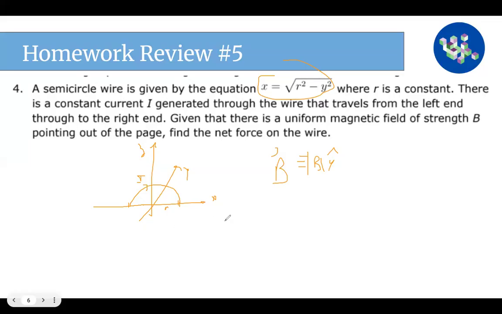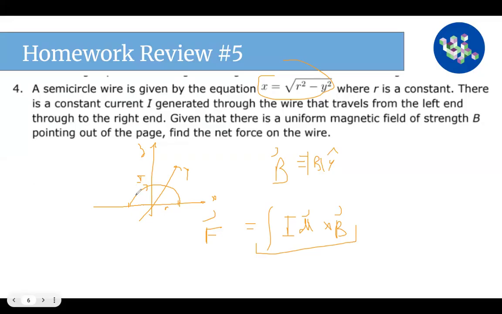How you do this is, another form of the magnetic force is that the total force is an integral of the current times the dl vector cross product with the magnetic field vector. When you're doing this, just keep in mind that when you do the cross product, you're getting a vector. So for example, I'll just illustrate here.